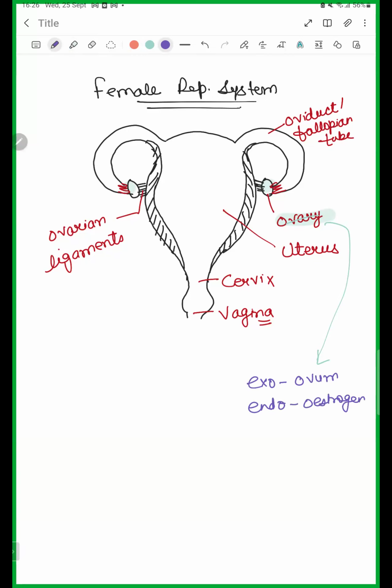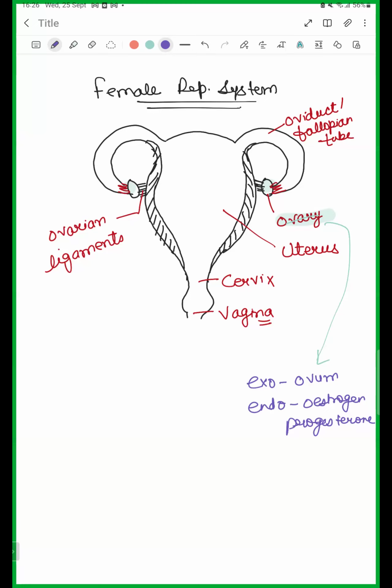Estrogen, which starts with E, and progesterone. If you remember, progesterone helps in maintaining pregnancy. Estrogen helps in the development of the secondary sexual characteristics in the female. And being exocrine, it releases the ovum. So one ovum is released by one ovary at one time.